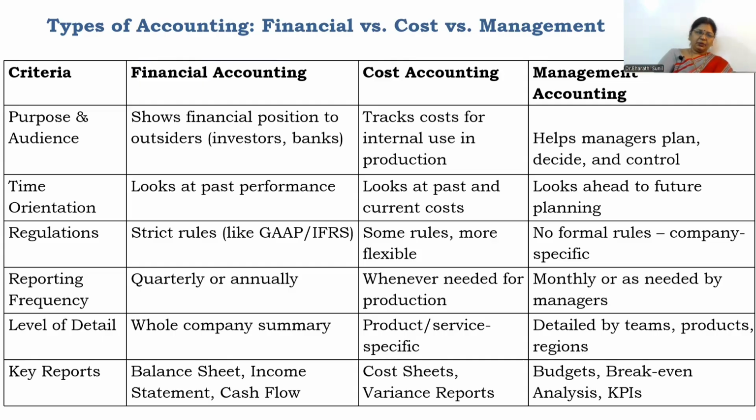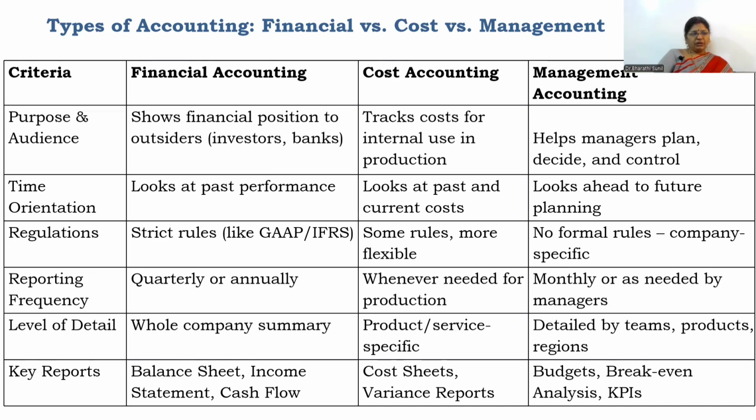Level of detail. Whole company summaries are prepared in financial accounting, which means it should cover all the branches and all the products. Cost accounting is based only on the product or services. Management accounting is based on teams, products, or regions.